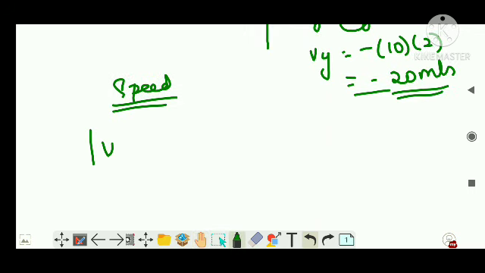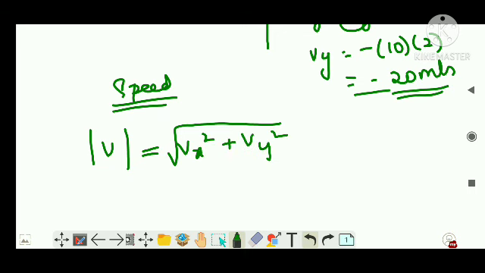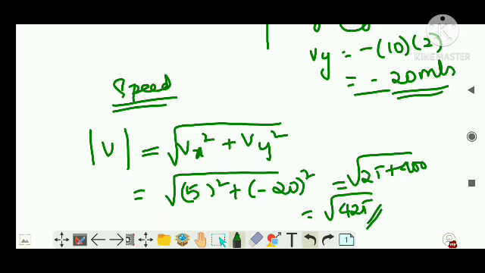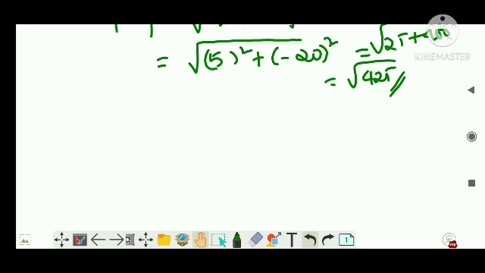Here the displacement and distance are the same, so I can just find the magnitude of velocity, which is the square root of Vx squared plus Vy squared. What is Vx? That is 5. What is Vy? We just found it as minus 20, whole squared. So it is root of 25 plus 400, so it is root 425. I'm not finding the exact root, I'm just telling you.